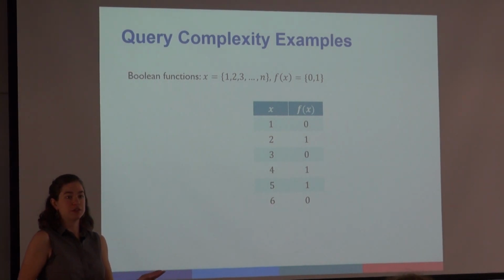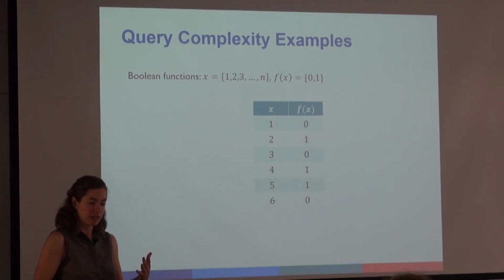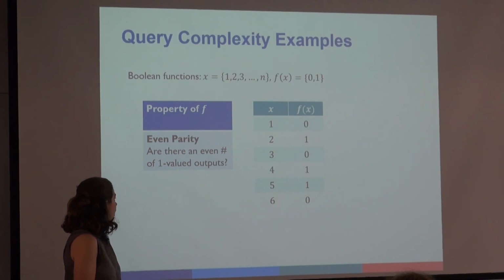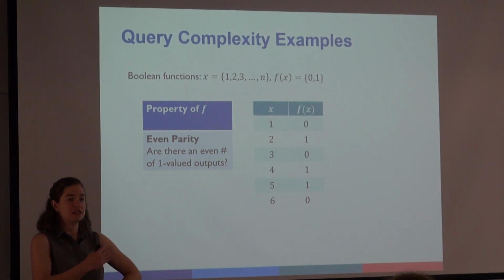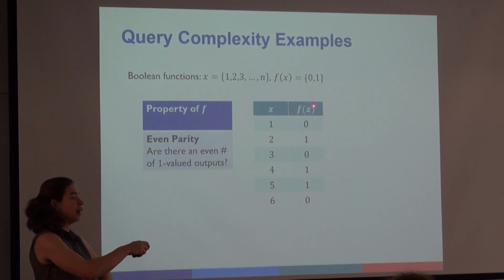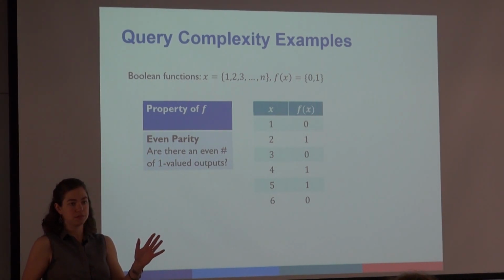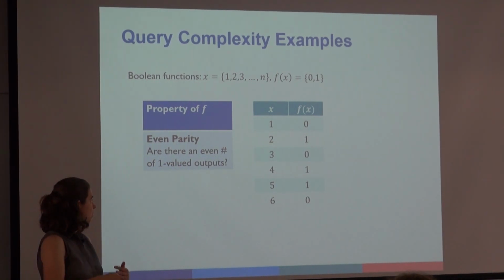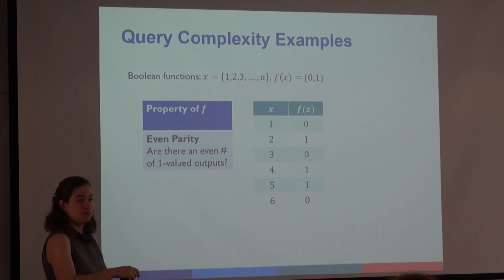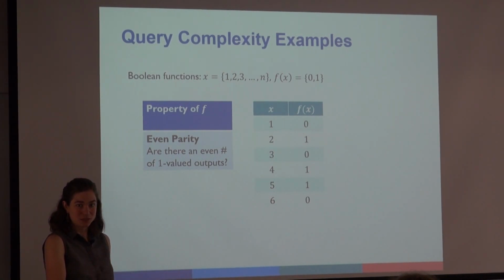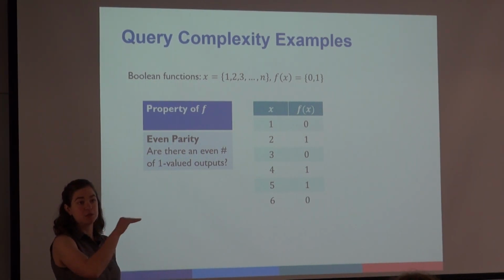Okay, so what's a property of this function that we might want to learn using it as a black box? So one thing we might ask is, is the number of ones here even or odd? The output of the function is a bunch of zeros and ones. We can count up the number of ones, and we can say, is that divisible by 2 or not? In this case, we see that there are 3 ones. That is not divisible by 2, so it has odd parity. So this is just a property of the function. So you might ask, well, how many times do you need to use the black box in order to figure out that parity?